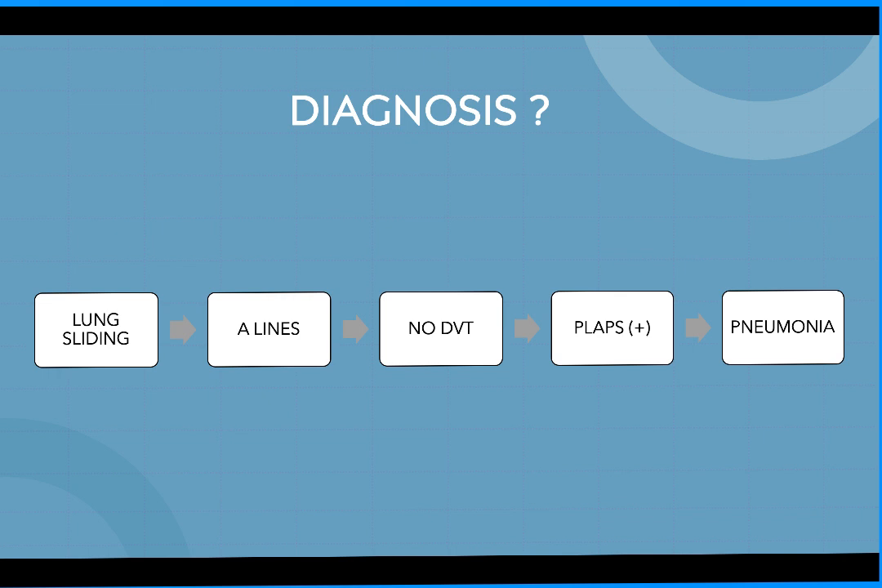So back to our patient. Dyspneic, tachycardic, tachypneic. You throw your ultrasound probe on their chest. They have lung sliding. They also have A lines. You scan their legs looking for DVTs, and they do not have a DVT. However, when you went to the PLAPS area, it was positive for pathology like hepatization, air bronchograms that were dynamic, and even some subpleural consolidation. This is typically indicative of pneumonia.